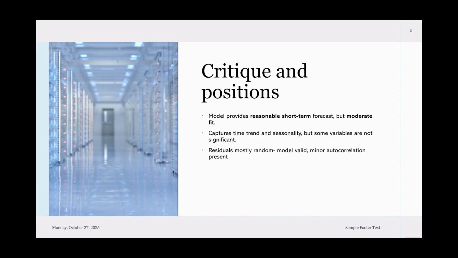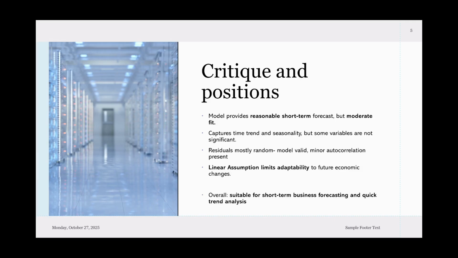While the residuals are mostly random and indicate a good overall fit, some mild autocorrelation is present, which is expected in monthly data. A few dummy variables were not statistically significant, suggesting that seasonal effects differ slightly across months. The model's simplicity and transparency makes it practical for short-term business forecasting and decision-making, especially when regular updates are possible. However, because it assumes a linear trend, it may not capture structural or policy-driven shifts in the construction sector.